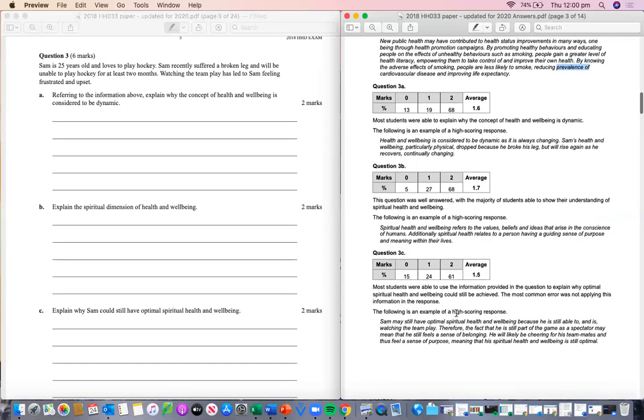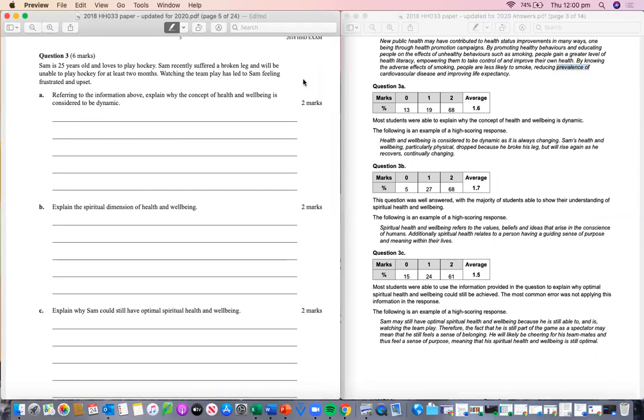Question 3. We'll look at question 3. So we've got a case study here. Sam is 25 years old and loves to play hockey. Sam suffered a broken leg and will be unable to play hockey for at least 2 months. Watching the team play has led to Sam feeling frustrated and upset. Referring to the information above, explain why the concept of health and well-being is considered to be dynamic.